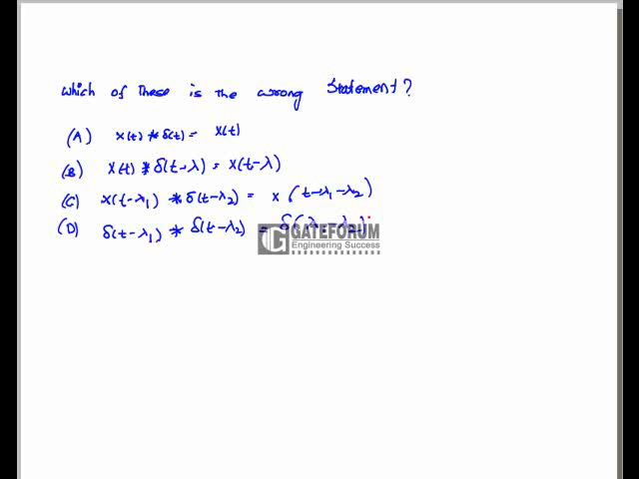Which of these is the wrong statement? If delta of t is convolved with x of t, we get x of t itself, so statement A is a true statement. If x of t is convolved with a shifted impulse, then the signal is also shifted by the same amount. And x of t minus lambda 1 convolved with delta of t minus lambda 2 is nothing but x of t minus lambda 1 minus lambda 2. So statement D is the only wrong statement, because statements A, B, C are correct. So option D is the false statement. Hence option D is correct.